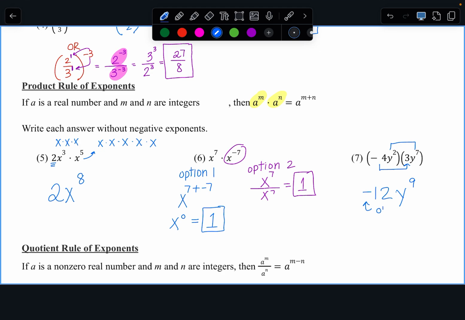Negative number, okay. Negative exponent, big old sad face. Got it? So -12y to the 9th is your answer. We're good. We don't have to do anything else. I'll put a box around it.